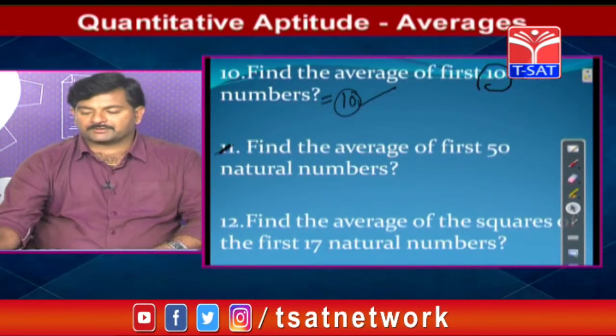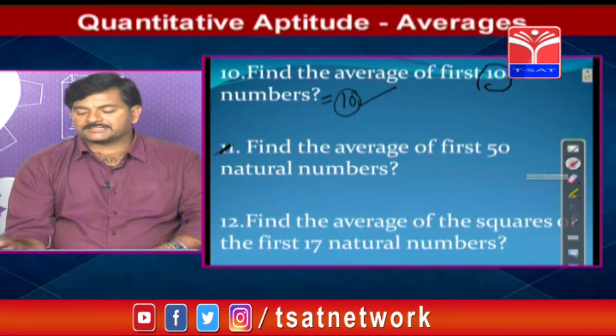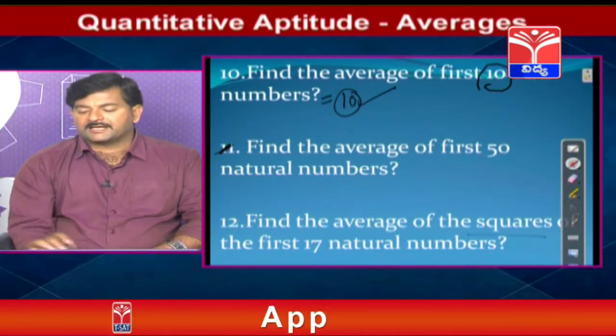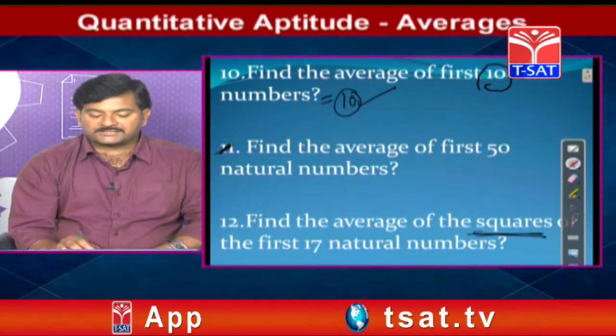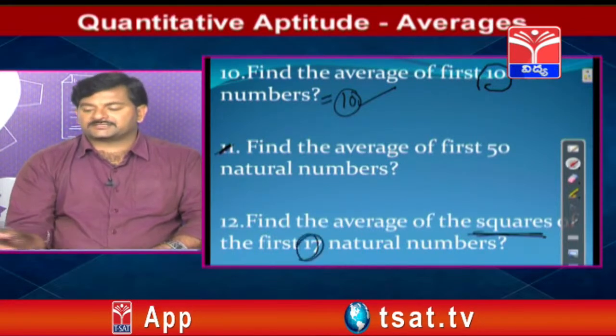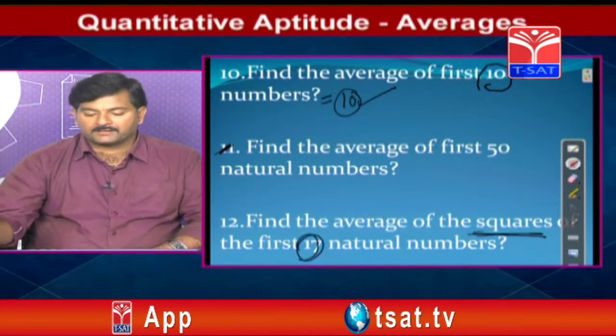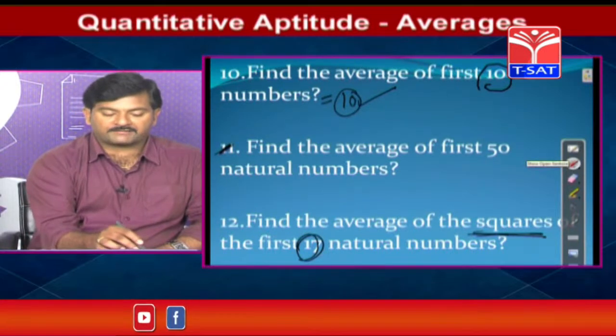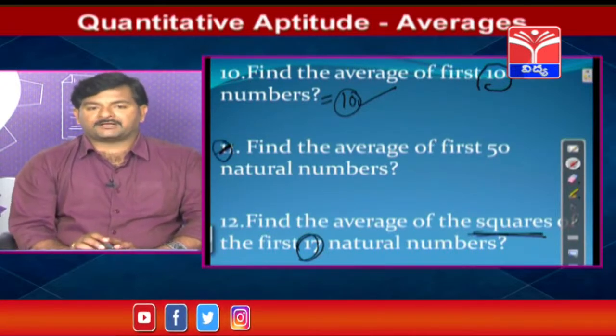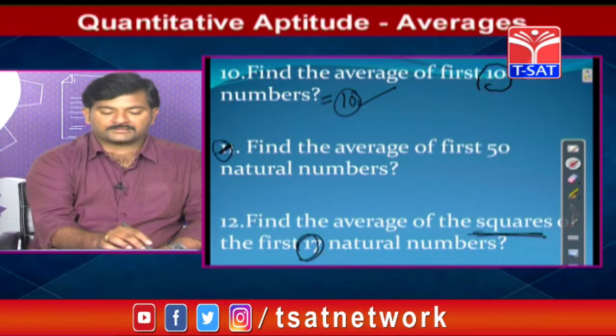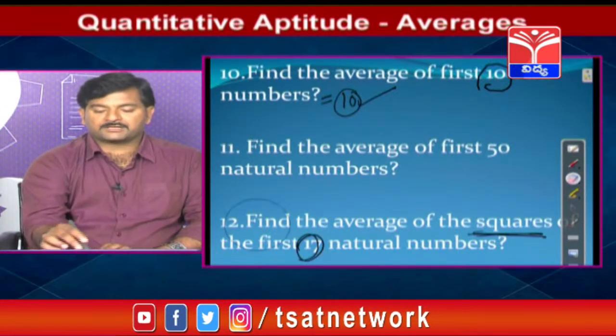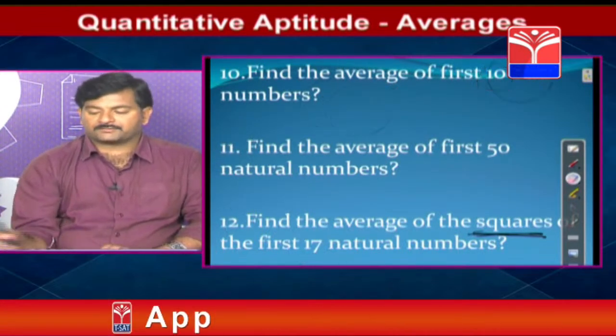In question number 12, he asked you to find the average of the squares of the first 17 natural numbers. Sorry, we are discussing question number 11 right now. We will focus on question number 11, then come back to the 12th question.